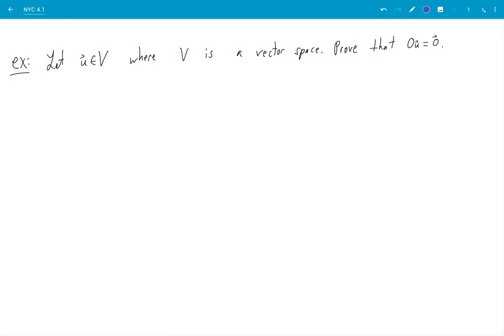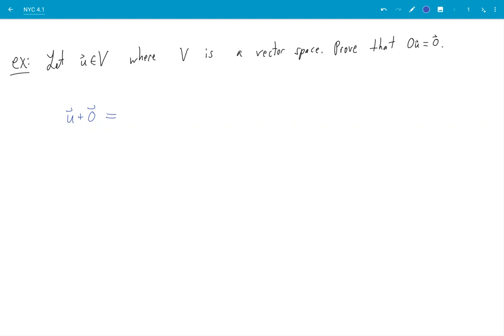So I'm going to use some clever tricks here. I'm going to start by doing a not so obvious calculation. I'm going to start with u plus 0 vector.